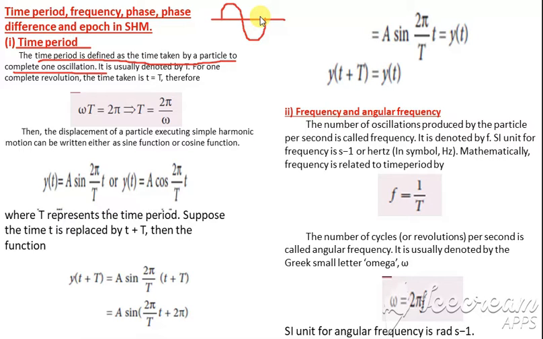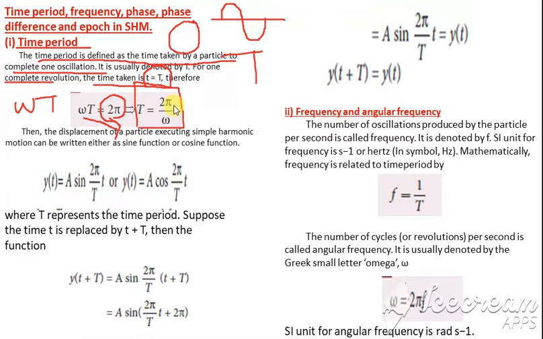Okay, so the time taken by the particle to complete one oscillation is the time period, and it is usually denoted by the letter T, capital T. For one complete revolution, the time taken is small t equal to capital T, and so we write omega into T, which is equal to one complete revolution, and this makes the full angle. What is the full angle? It is 2 pi. So omega T is equal to 2 pi. From this, if you want T alone, bring omega down. So T is equal to 2 pi divided by omega. This is a very important formula. T is equal to 2 pi divided by omega.